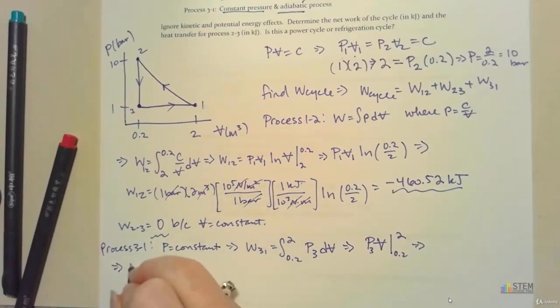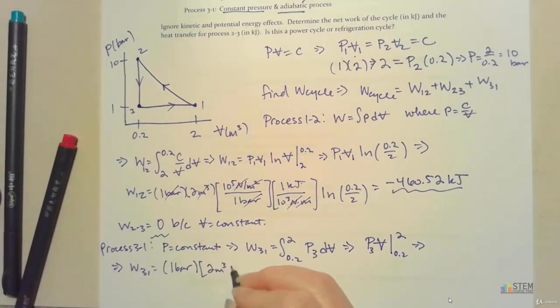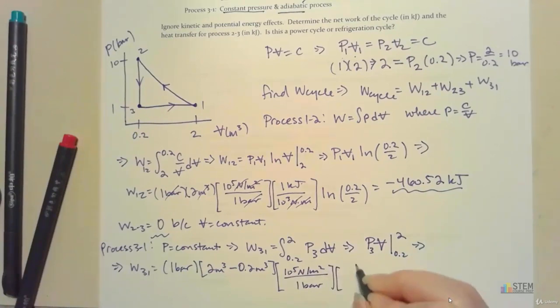Let's go down here. So our work, when we plug everything in, we have 1 bar from P3, and then plug in these volumes. So you get 2 cubic meters minus 0.2 cubic meters. And again, you got to do those conversions. So that's the 10 to the 5th Newton per square meter over 1 bar. Multiply that by 1 kilojoule per 10 to the 3rd Newton meters. Right. So this will make your units all work out to kilojoules. Once you do the calculations, you get 180 kilojoules.